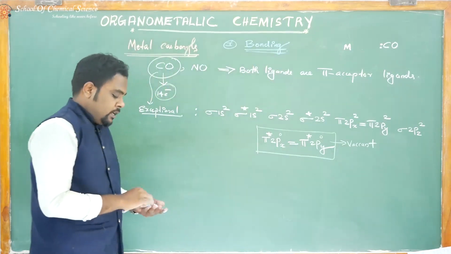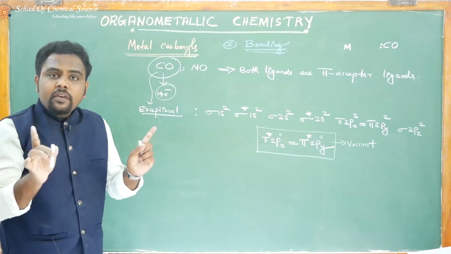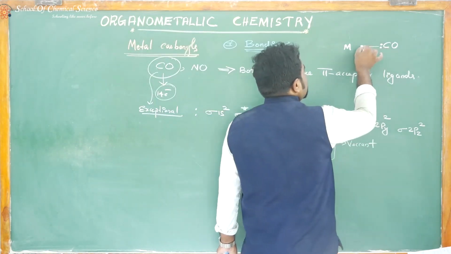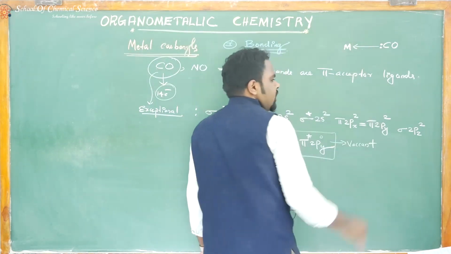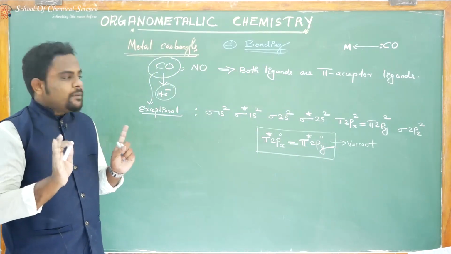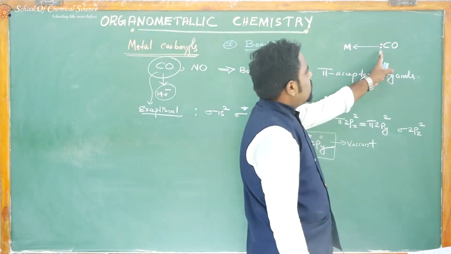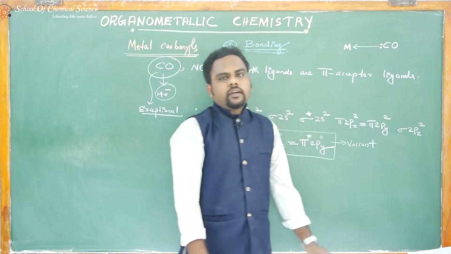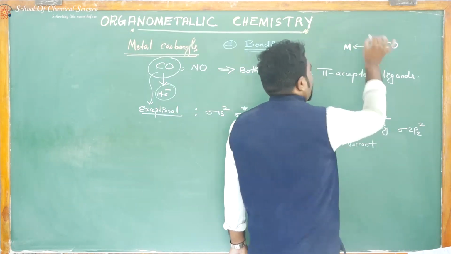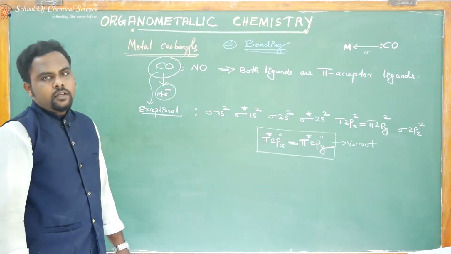Carbon is the donor. The primary function of every ligand is to donate electrons to the metal. That is the primary function of every ligand, donating electrons to the metal. And this bond is called a sigma bond. The first bond formed is called a sigma bond.